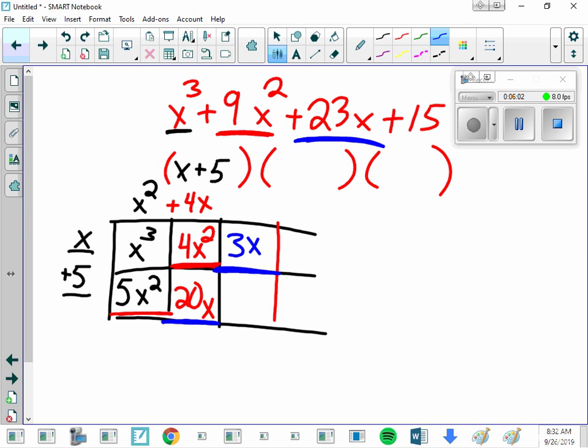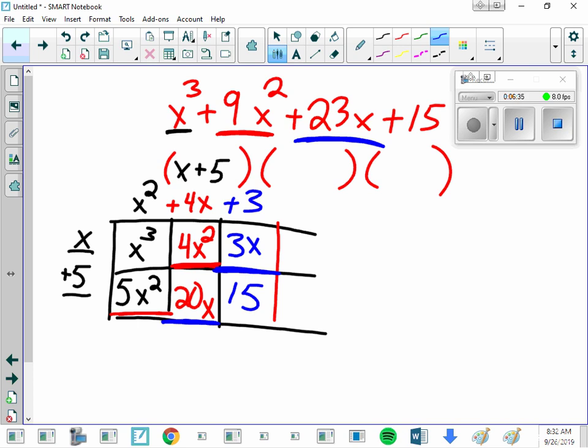Take out an x. If I have 3x and I take out x, I get plus 3. And 3 times 5 is 15. Am I done? Yes. Why? That 15 matches the 15 above, which means my remainder is 0, which is good because I was told beforehand that x plus 5 was a factor, so my remainder has to be 0. If it's not 0, I did it wrong.